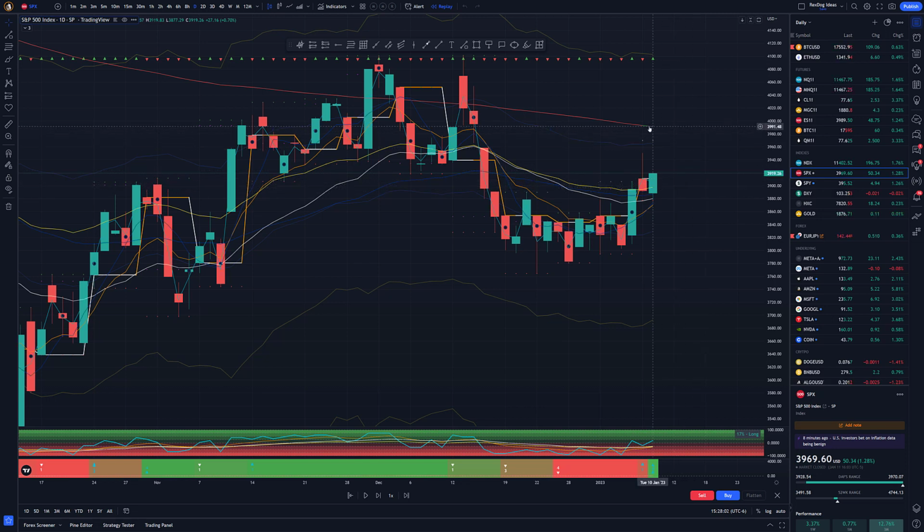Now, this is the ES chart. The NQ chart is actually interesting as well. I kind of wish I would do the NQ chart because it provides some insight as well. But this is just the ES chart.